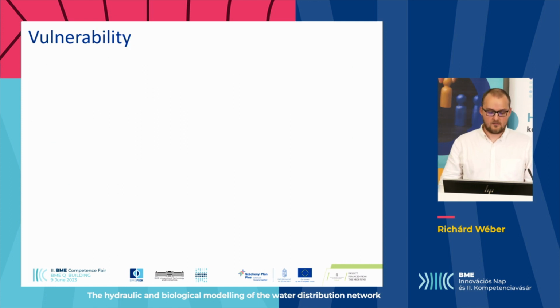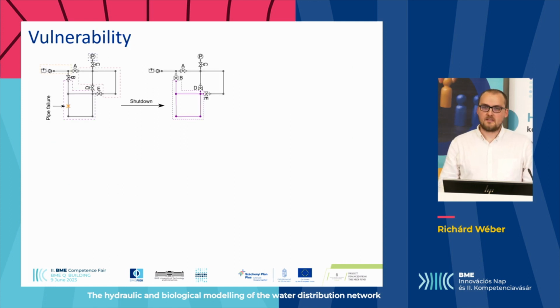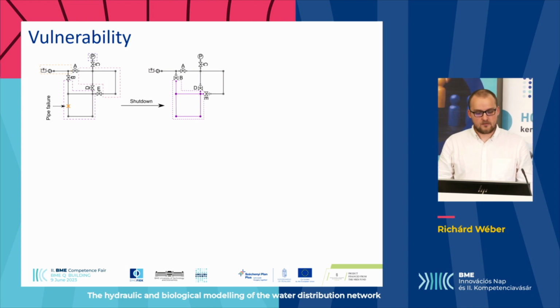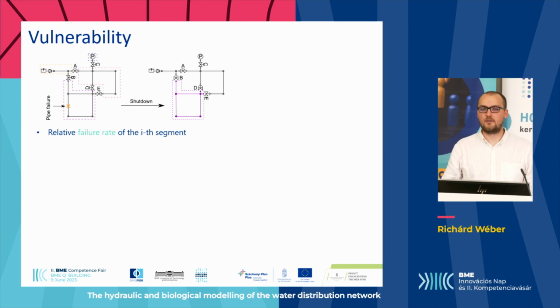Let me speak about the vulnerability. What happens if we have a pipe burst? For example, here we have a little toy network, and we have a pipe failure. Then the corresponding utility company must shut down this segment, this island, by closing valves B, D, and E. And the question is, which segment is more important than the other segments?